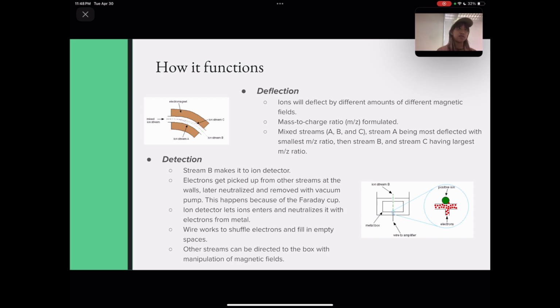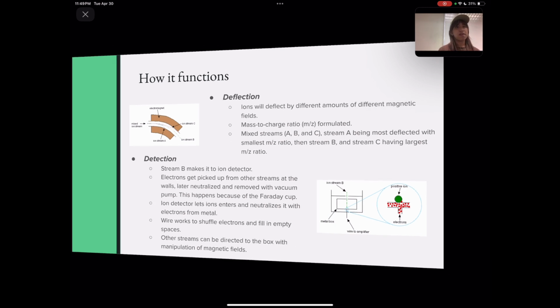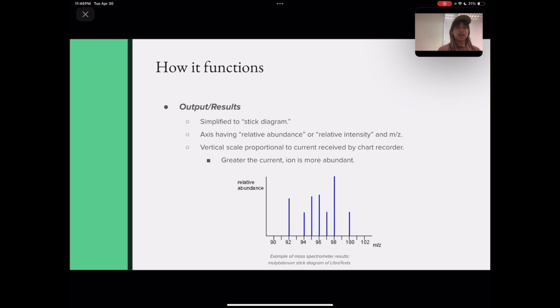Now it's very important that the mass spectrometer is in a vacuum, so these ions are not traveling elsewhere that they don't need to be, so that we're able to get our best results for the mass m/z. Then the ion detector lets these ions enter from our stream B. And then because it's in a metal box, our metal box neutralizes these atoms. And with these atoms, there's a little small wire. Since electrons are being moved and picked up, it's going to pick up these electrons and keep spreading them out so that more ions come in, more ions are able to pick up these negative charges from these electrons. Other streams can be mated into this electron box if we can manipulate the magnetic field and current that's being used.